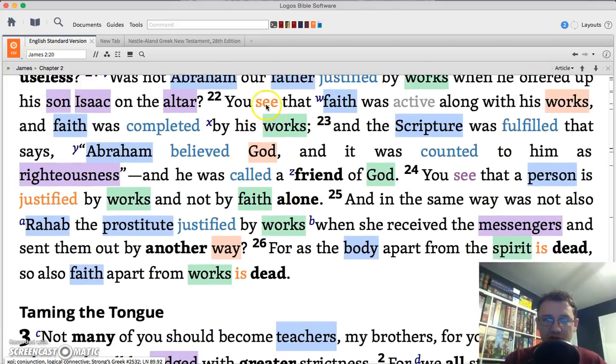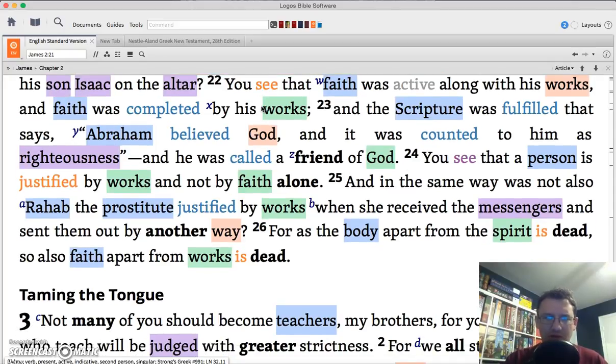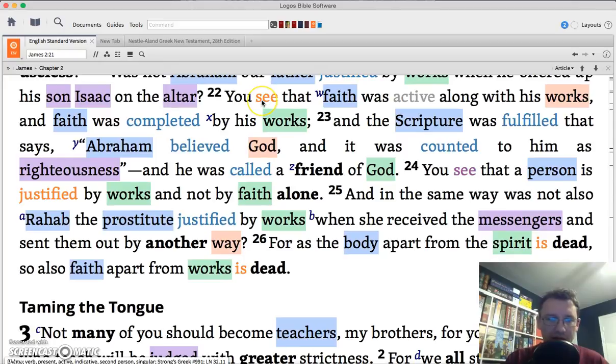So the first verb that we encounter is "you see." Once again, this is an obscured... I'm sorry. No, it's not. Never mind. This is actually a present active indicative. I thought it was an imperative for some reason, but it's not.